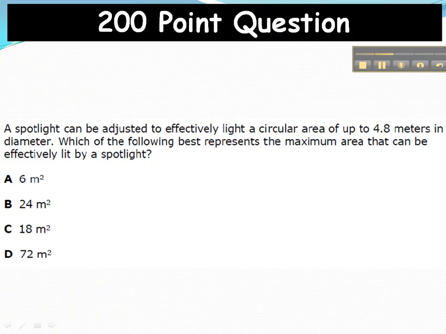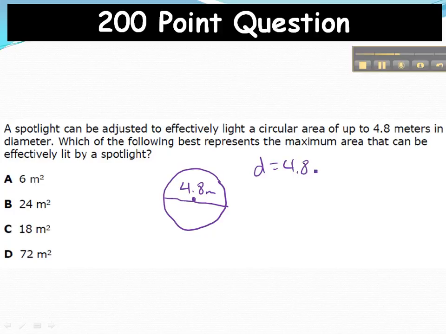Okay, problem 6 on your review. It says a spotlight can be adjusted to effectively light a circular area of up to 4.8 meters in diameter. So let's draw a circle. There's my center of my circle. There's the diameter, 4.8 meters. D equals 4.8 meters, okay.